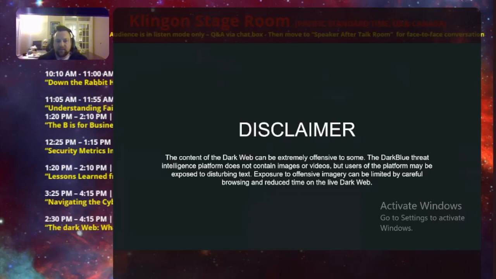Content on the dark web can be extremely offensive. I have a tool that allows me to safely search for information within this environment. And the examples that I'm going to show you, where we pivot to the live dark web, have all been pre-vetted so that there is no exposure for anyone within the crowd.